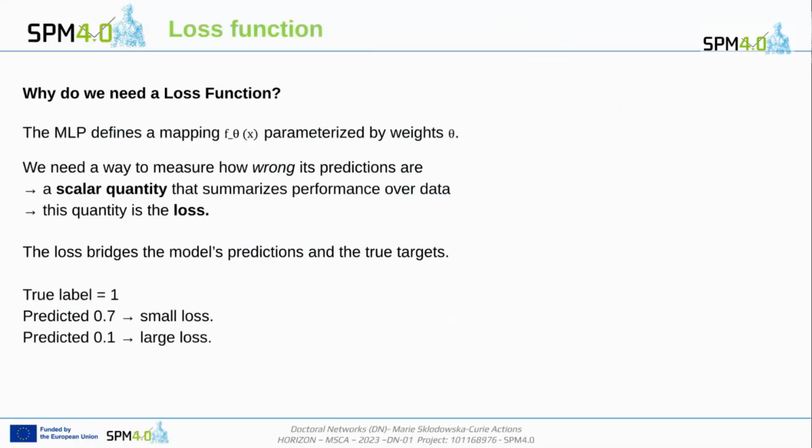So this is super simple, but let's just go over it anyway. If the true answer is 1 and the model predicts 0.7, it's a small loss. Whereas if it predicts 0.1, it has a large loss. Okay, and you again remind here that the MLP and every neural network is differentiable relative to its parameters.